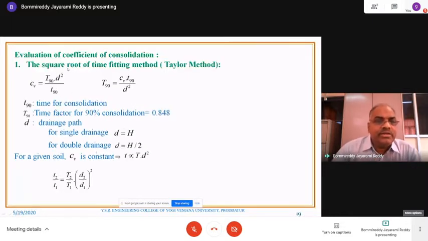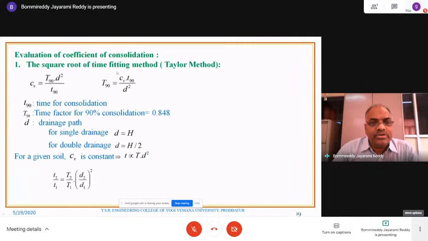And now the evaluation of the coefficient of consolidation, Cv, by means of two different methods. One is the square root of time fitting method, which is proposed by Taylor, and it is called Taylor's method. In this, 90% of the consolidation is to be completed. For finding the coefficient of consolidation, 90% of the consolidation must be over.